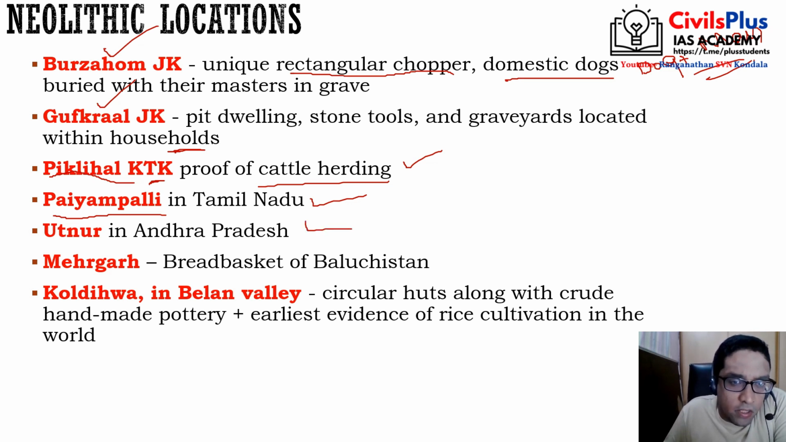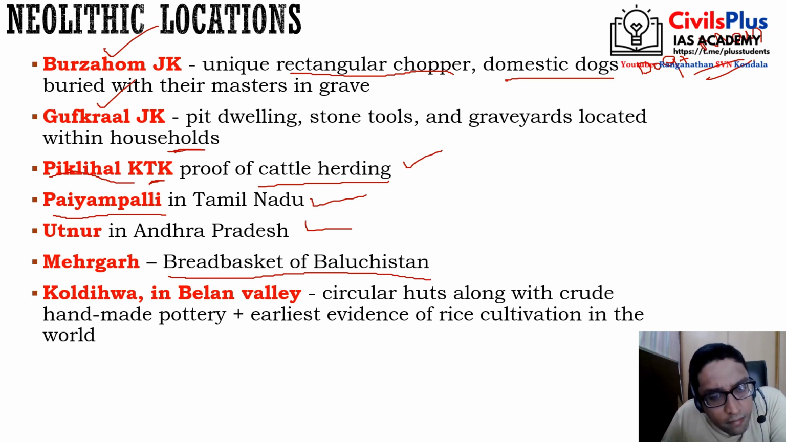Mehrgarh, also called the bread basket of Baluchistan. Koldihwa in Belan Valley. Here we see circular huts along with crude handmade pottery plus the earliest evidence of rice cultivation in the world. It is Koldihwa where we see the first evidence of rice cultivation.